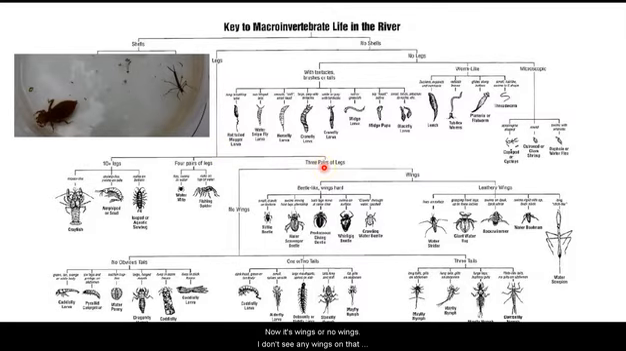Now it's wings or no wings. I don't see any wings on that critter. So we'll come down the no wings side, and it's time to count tails again. Now this one, the tails are a little bit trickier, and if you could see this thing from the side, you would notice that it's actually over here. It's the damselfly larva.